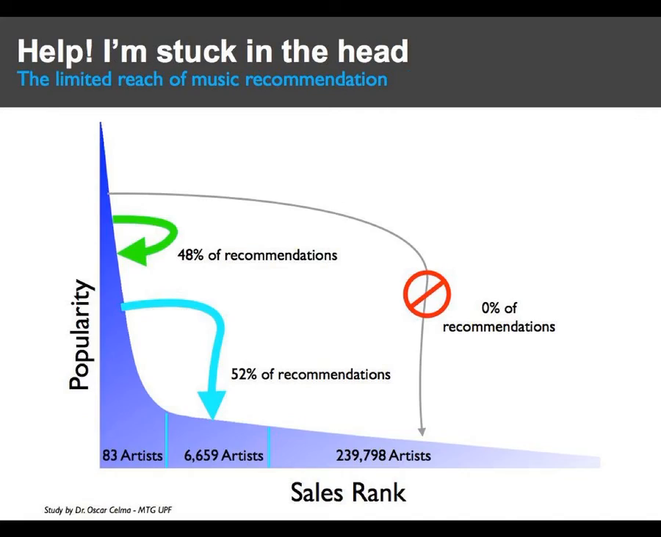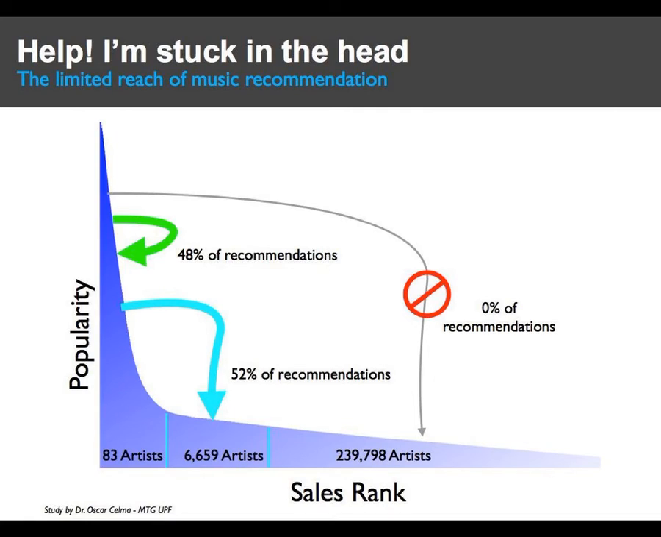Okay? So let's say you're on Pandora, and you're trying to get some recommendations of some songs. It turns out 48% of their recommendations come from 83 different artists that are really, really liked by a lot of people. 52% of the other recommendations come from around 7,000 other artists, right? So you get a little bit of diversity in there. And then the remaining 300,000 music artists that exist out there don't get any recommendations on Pandora because nobody knows about them. You don't have enough diversity in your classes, right?